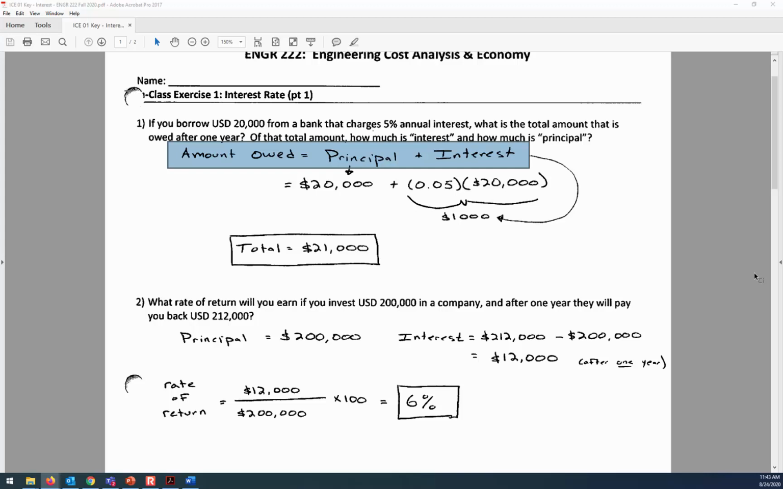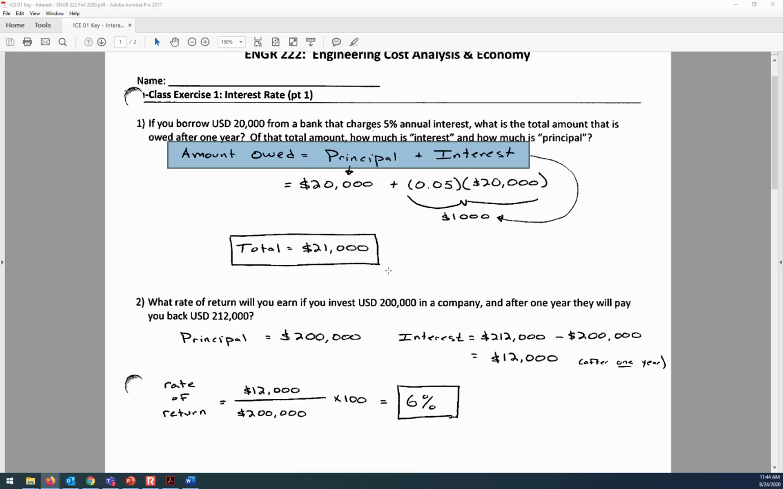All right, so 21,000 is question 1. Question 2 is asking what's the rate of return if you invest 200,000 and then you get back 212. So the interest is the difference between the principal and the amount that you're getting back. So 212 minus the 200,000. So your gains, your profit, is 12,000, and that profit expressed as a percentage of the original amount, as a percentage of the principal, is 6%.